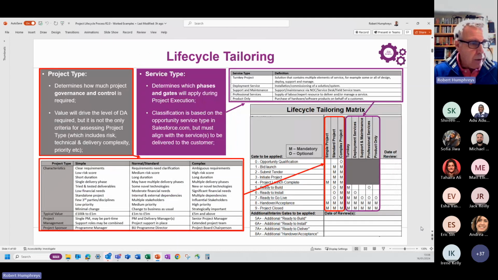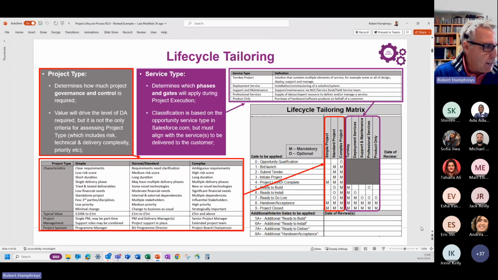So just going on to tailoring, I think the key thing here is that tailoring is all about, first of all, looking at the project type, and then making sure that you understand the service type as well. So for project type, there's two key things we're looking at. If you look at the box in the bottom left-hand corner, there's the characteristics of the project, which will make it simple, normal, or standard. And there's also a typical value. And I say typical value because that's not a hard and fast rule.